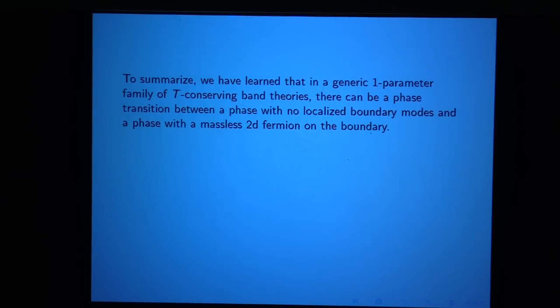So to summarize, we've learned that in a generic one-parameter family of time reversal conserving theories, there can be a phase transition between a phase with no boundary localized modes and a phase with a massless mode on the boundary. And I wrote that this was in a generic one-parameter family of band theories, but it's not hard to show that this is also valid outside of band theory. For that, one shows that time reversal, well, I actually did show it in my first lecture, time reversal makes it impossible to give a mass to a 2 plus 1 dimensional massless fermion. So once we've gotten this answer, we can't change it by any small perturbations of the Hamiltonian that preserve time reversal. So the answer we've got is independent of band theory, even though we used band theory in motivating it.